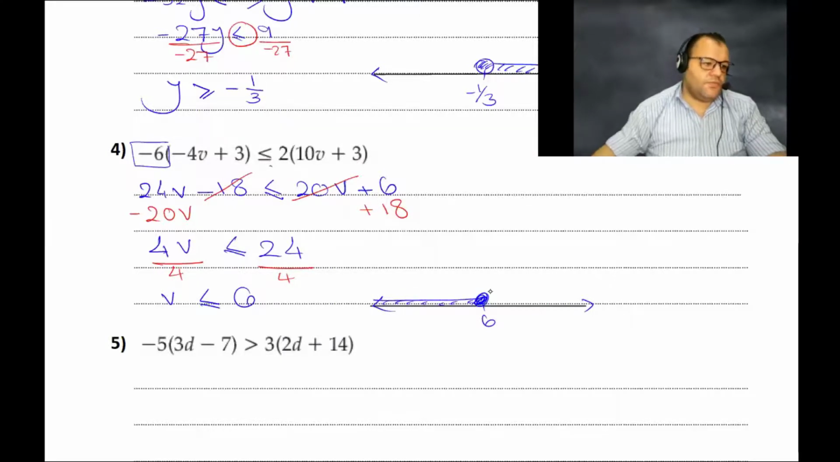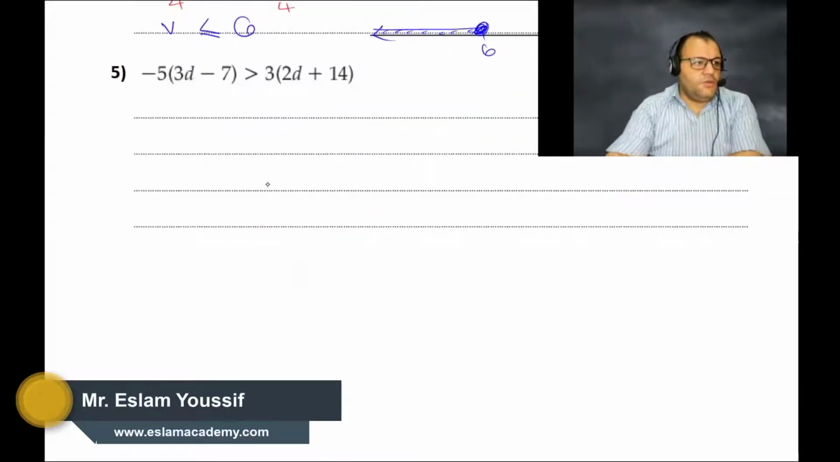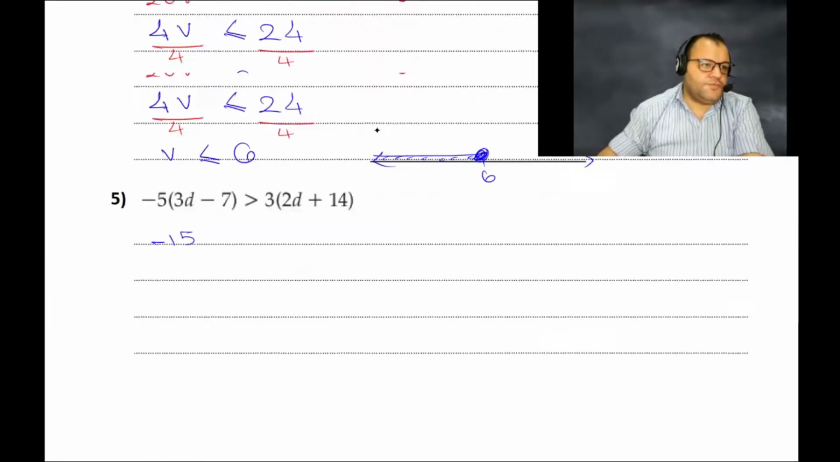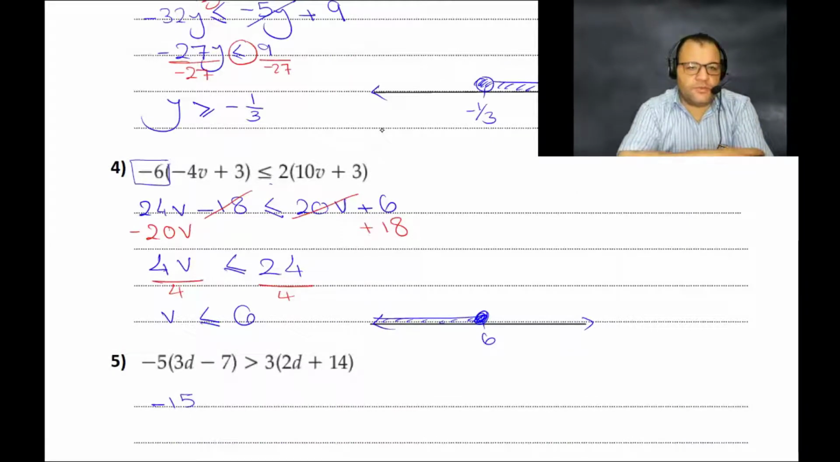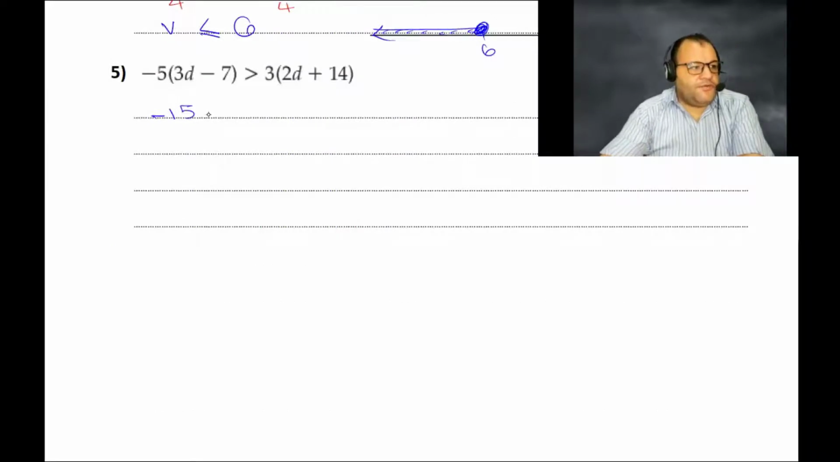Okay. The next one, number 5. Negative 5 times 3D, so negative 15D, plus 35. Negative 15D plus 35 is greater than 6D plus 42.